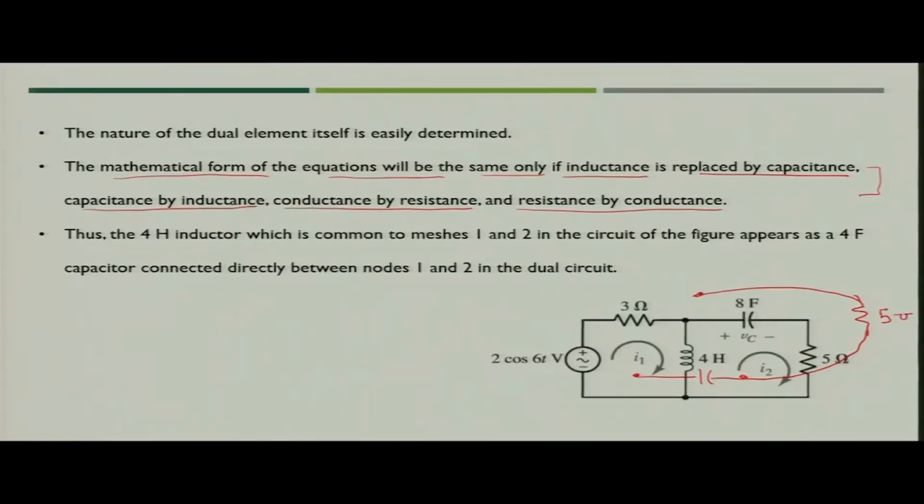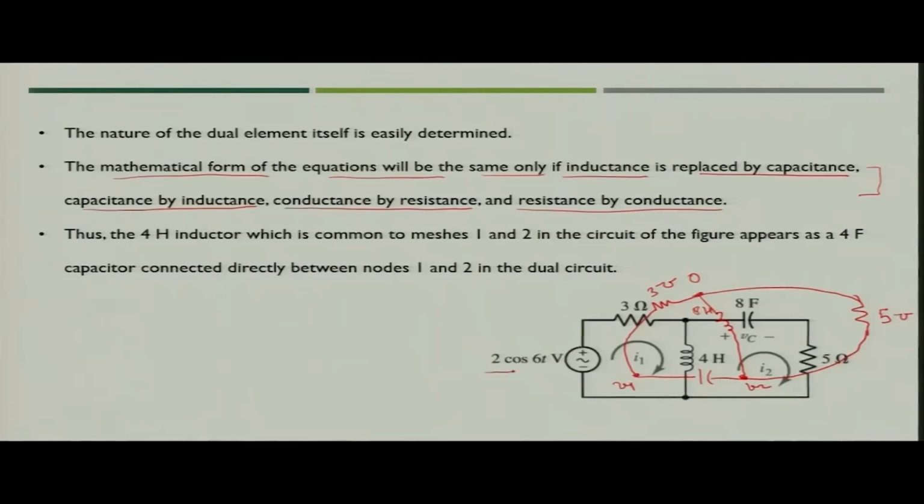Similarly, for this capacitor, you can say that the dual of this capacitance is inductance, value would be 8 Henry, and it will be connected between the reference node and the non-reference node V2, right. Similarly, for this resistance, you can say that the dual of this is a conductance having value 3 mho. Now, finally, what is left?